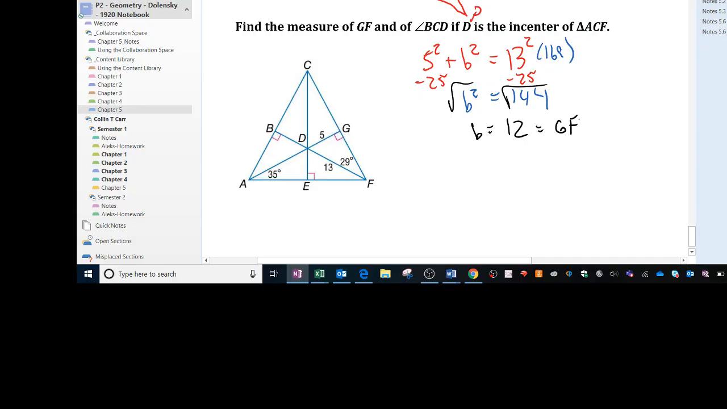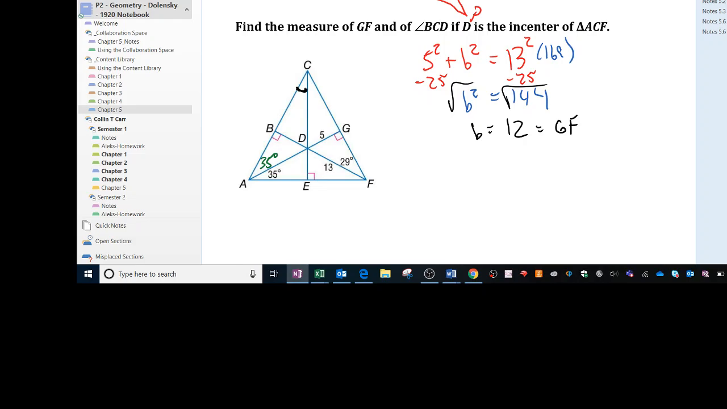Okay. How about BCD? So I have this angle right here, BCD. It's kind of the same thing that we just did. So I'm going to take, because it's an in-center, what else do I know? What angle? BAD is 35 if it's the in-center.